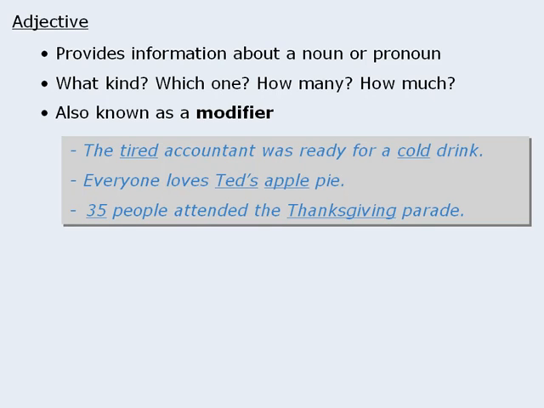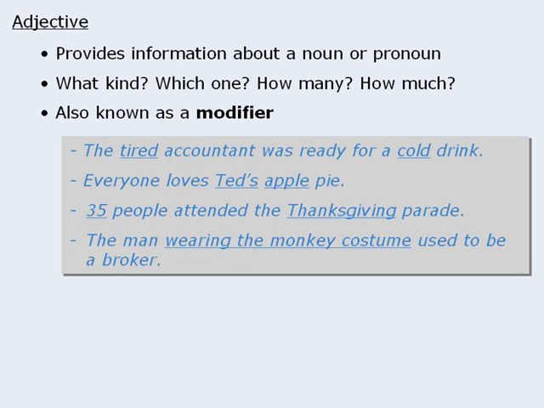Now later in this module, we'll see that a group of words can also function as an adjective modifying some noun. For example, in the sentence, "The man wearing the monkey costume used to be a broker," the phrase wearing the monkey costume functions as an adjective because it modifies the word man. What kind of man? A monkey costume wearing man.